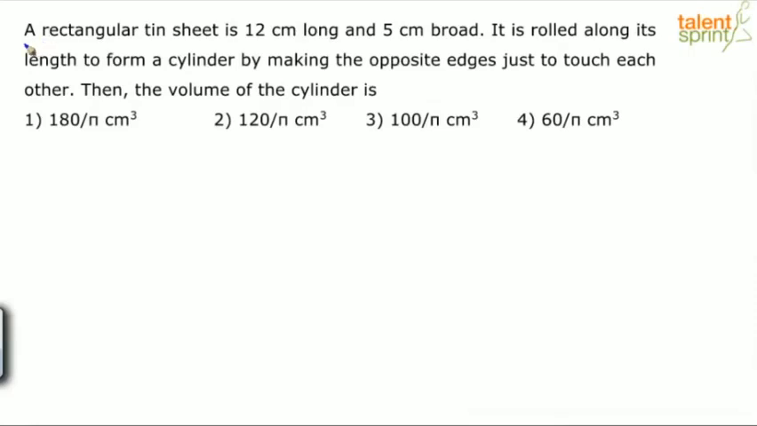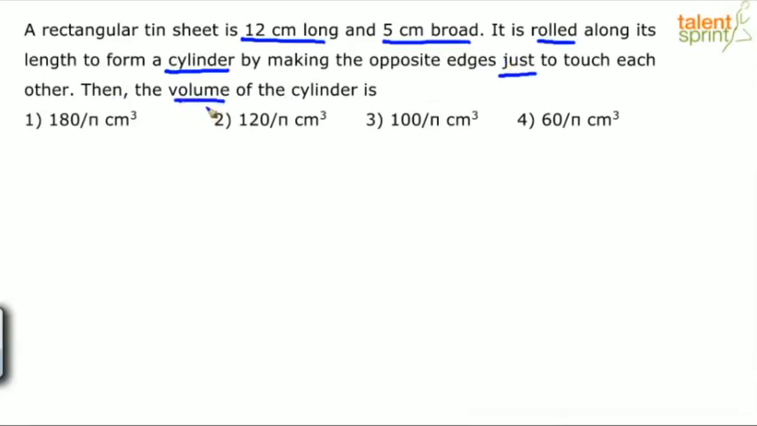So the question here says a rectangular tin sheet is 12 centimeter long and 5 broad. So basically the dimensions of a rectangular tin sheet have been given here, right? 12 centimeter is the length and 5 centimeter is the breadth. It is rolled along its length to form a cylinder by making the opposite edges just to touch each other. Then the volume of the cylinder is. So we have to find out the volume of the cylinder.